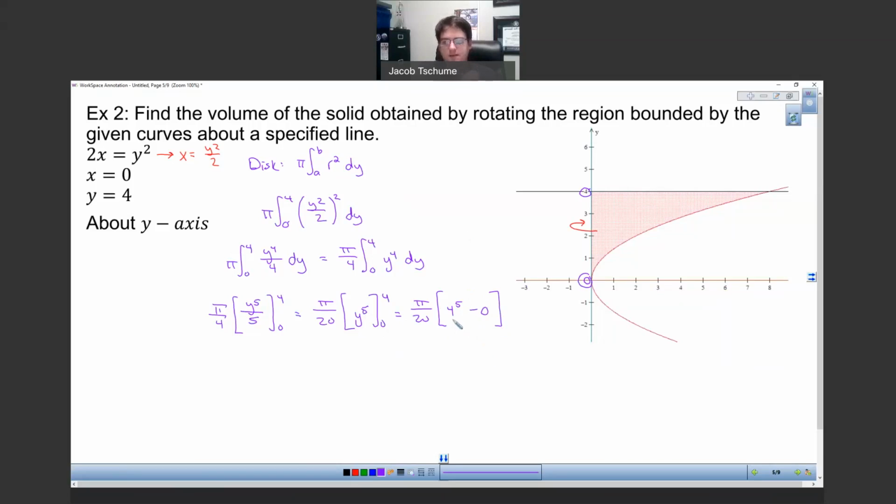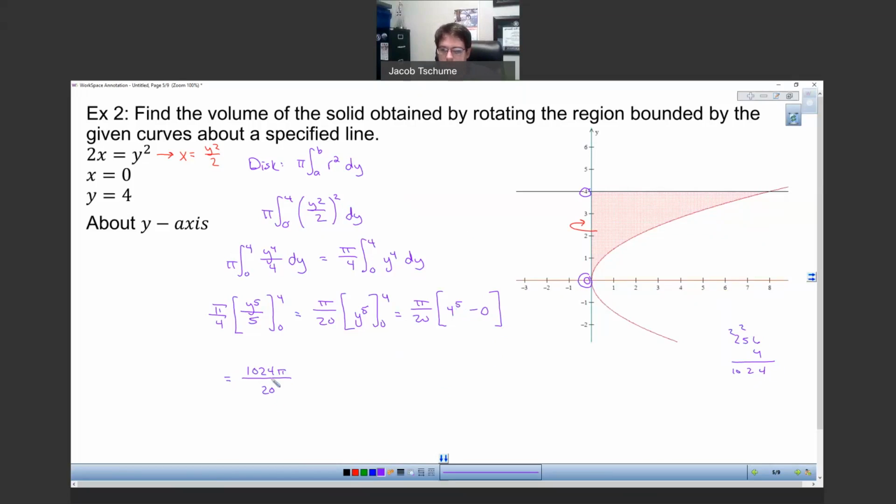All right, so we've got to figure out what 4 to the 5th is. 4 cubed is 64, and 64 times 4 is 256. Then I've got to do a little scratch work here. 256 times 4 again would be 1024. So we would end up with 1024 pi over 20.